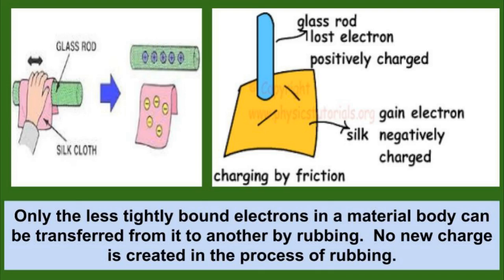Also, only the less tightly bound electrons in a material body can be transferred from one material to another material by rubbing. Therefore, when a body is rubbed with another, the bodies get charged, and that is why we have to stick to certain pairs of materials to notice charging on rubbing the bodies.